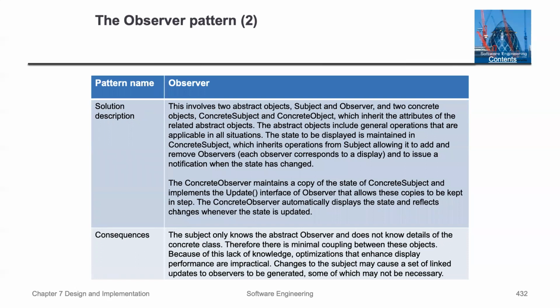So what is the solution description? This involves two abstract objects, the subject and observer, and two concrete objects, the concrete subject and the concrete observer, which inherit the attributes of the related abstract objects. The abstract objects include general operations that can be applicable in all situations. I won't read all of this, but this just gives you some more information about how that works for the observer pattern.